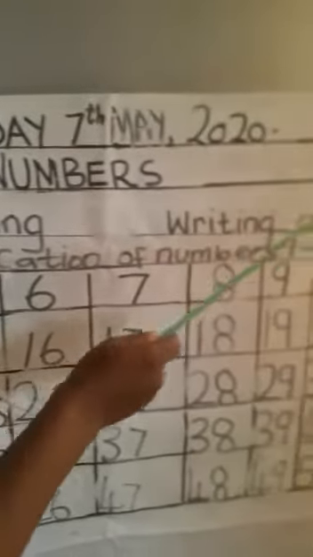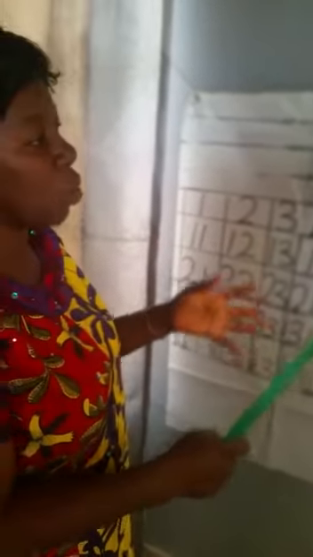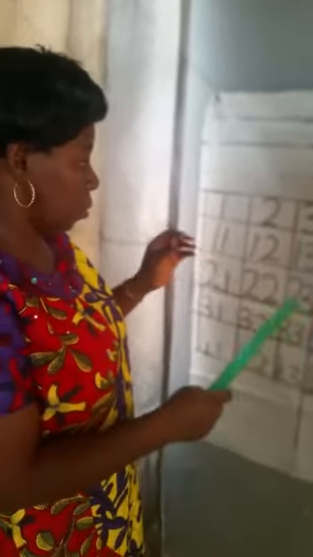Our topic is counting, writing, and identification of numbers 1 to 50. Now, before we identify our numbers, we are going to count these numbers. Starting from 1, 2, 3, 4, 5, 6, 7, 8, 9, 10.